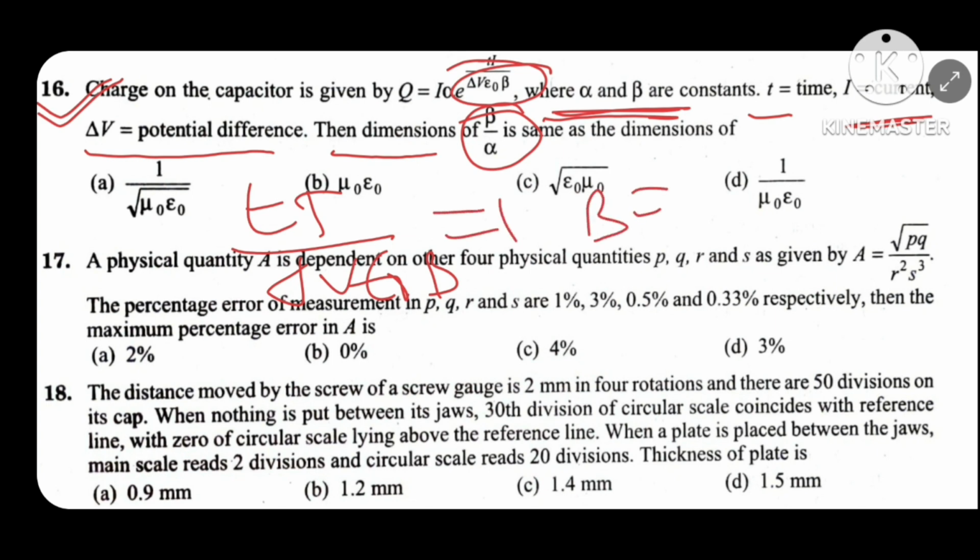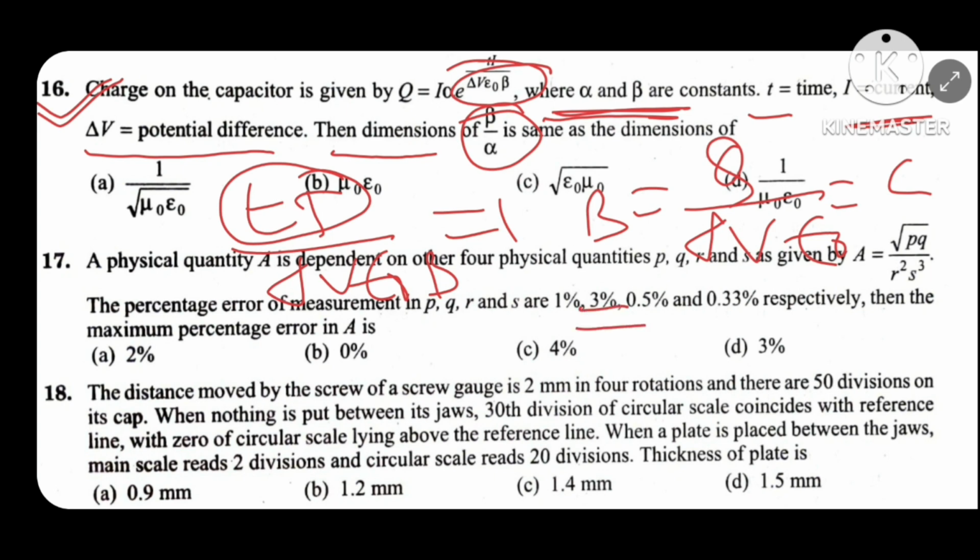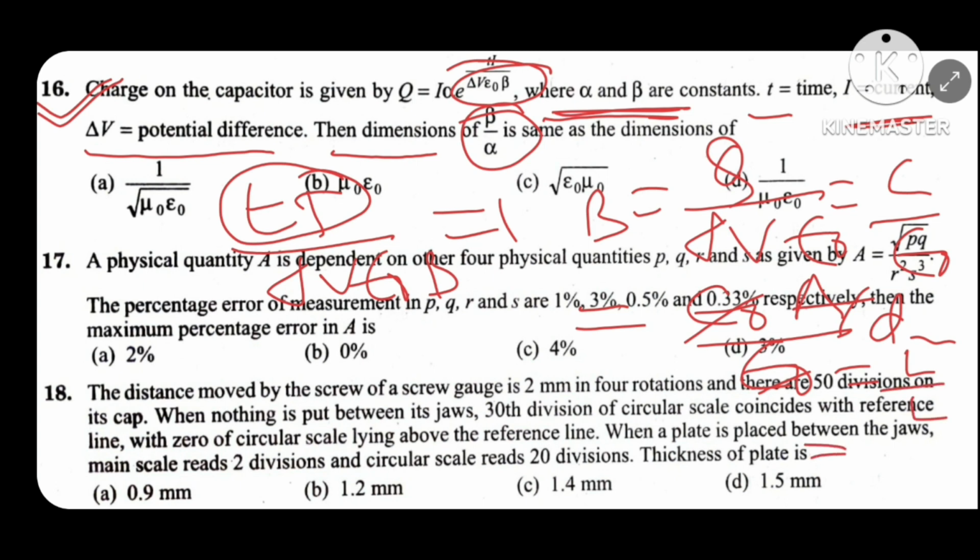So beta equal to, now t into I is the Q. So Q by delta V into epsilon naught. Now look at this, Q by delta V means C. So look at this here, C by epsilon naught. Therefore, C equal to epsilon naught A by d, divided by epsilon naught. So look at this, epsilon naught cancels out. So this is the A by d. Now A has dimension L square and d has dimension L. So the beta has dimension L.